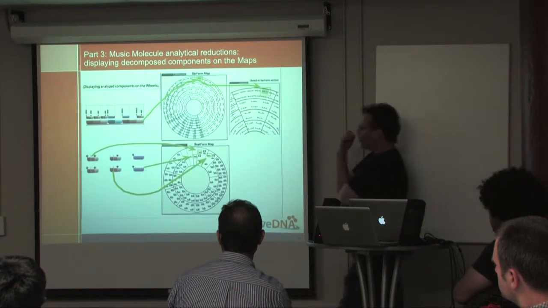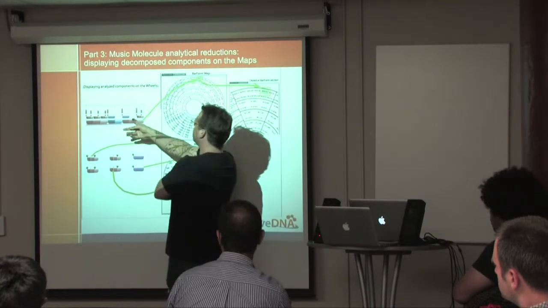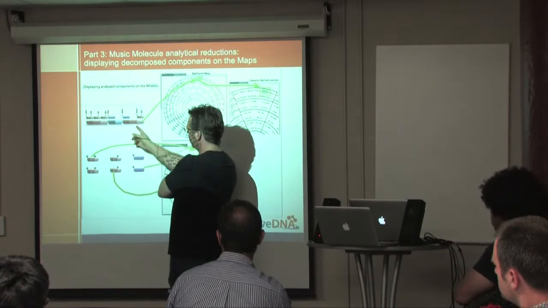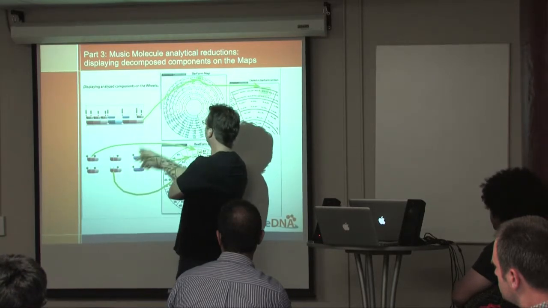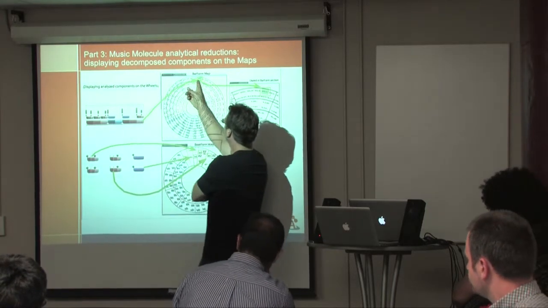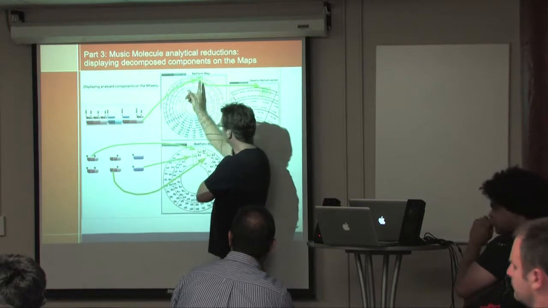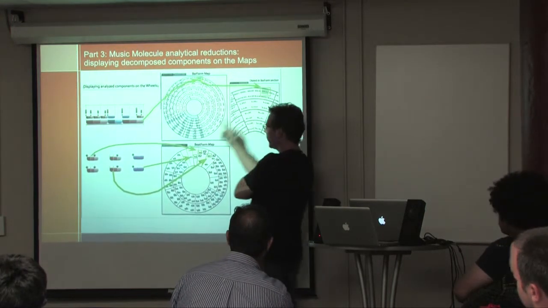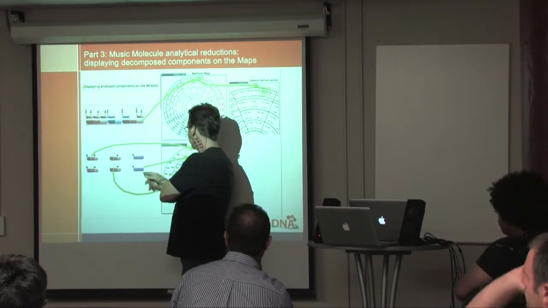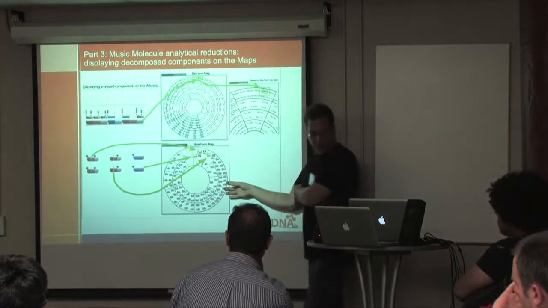So if we bring the maps back in, we could decompose a music molecule into its component parts. Here's the bar form and beat forms. We can show where that bar form is located on the bar form map. Here it is zoomed in, or where each of these beat forms are located on our beat form map.